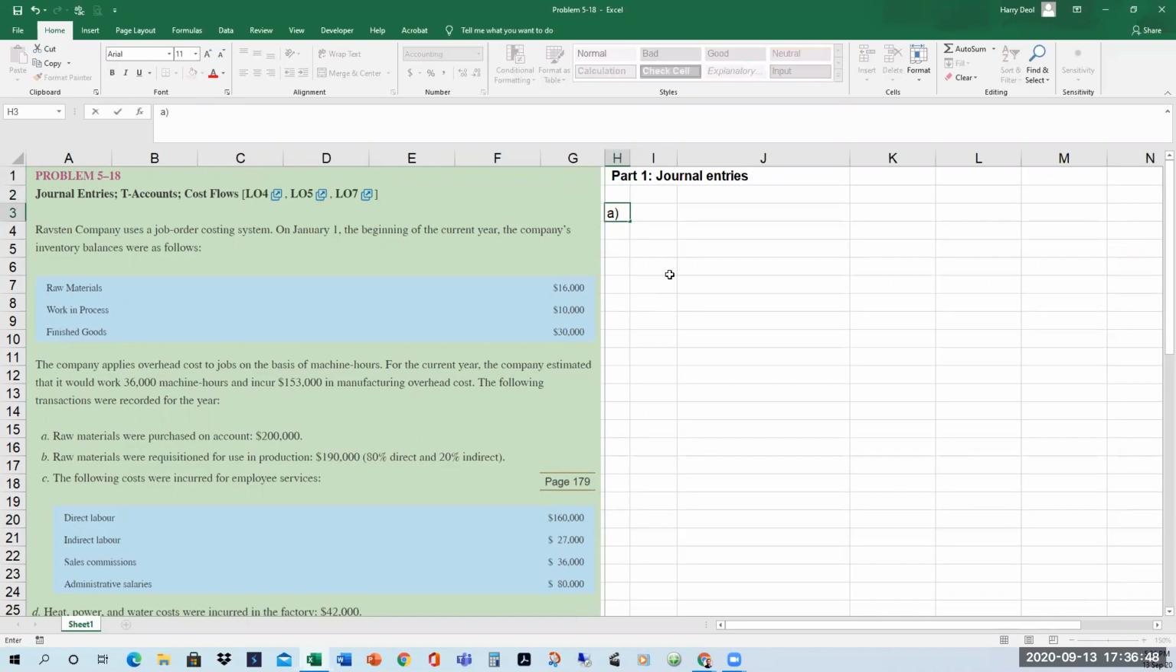So for information A, raw materials were purchased on account, $200,000. You want to debit raw materials inventory and credit accounts payable $200,000.